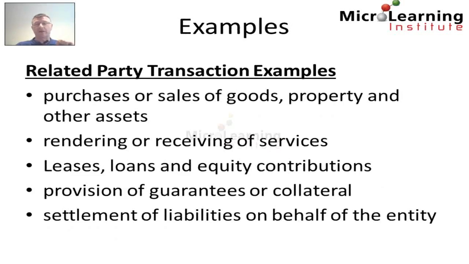Examples of related party transactions include any purchase or sale of goods, property or other assets, any rendering or receiving of services, any leases, loans or any equity contributions, as well as any provisions of guarantees or collateral, as well as any settlement of liabilities on behalf of the entity.